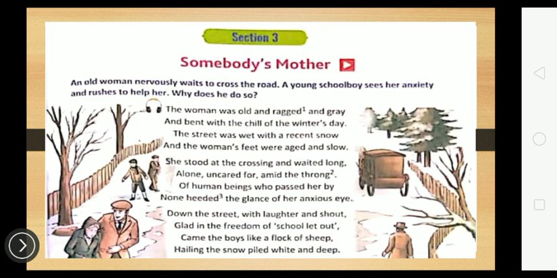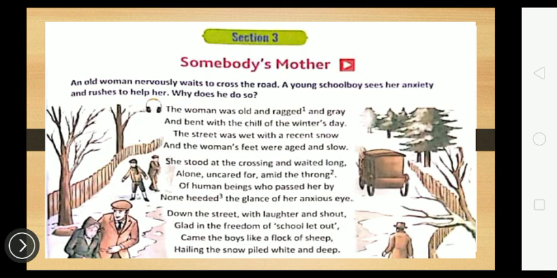So we know that the weather is very chilly in foreign countries during the winter season. So she was bent with the chill of the winter's day. It means that she was feeling very cold. The street was wet with a recent snow. So there was a snowfall, due to which the street was wet. And the woman's feet were aged and slow. And in contrast to that, what happened?